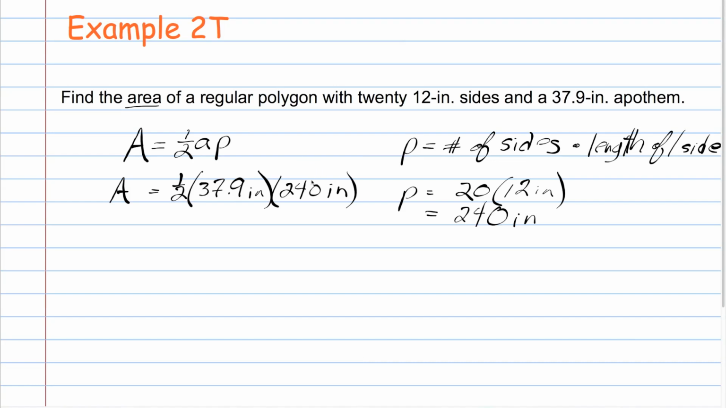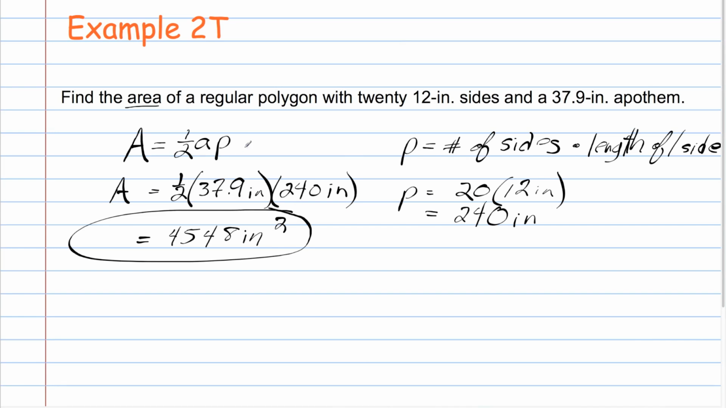Now, instead of putting 240 in here, you could put in 20 times 12 and just plug this all into your calculator. When you multiply 1/2 times 37.9 times 240, that ends up giving us a value of 4,548, and the units on that would be inches squared, square inches.